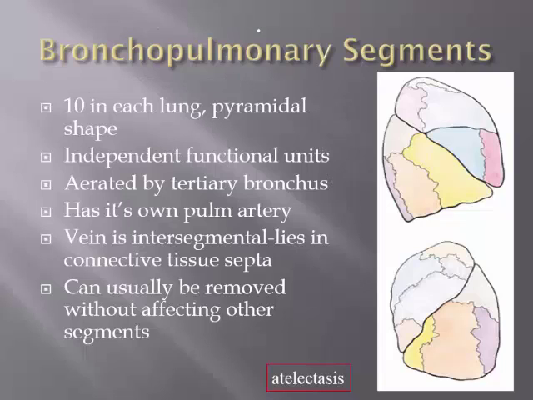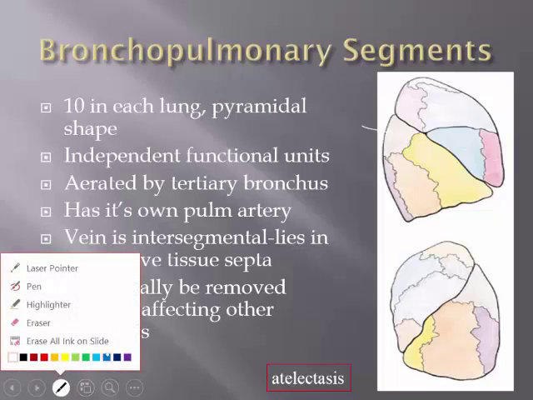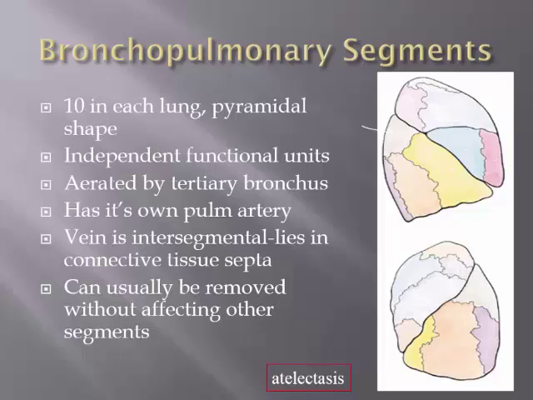The importance of these bronchopulmonary segments is that they are like little lungs within a big lung. So they are independent functional units. They have their own pulmonary artery, they have their own bronchus, and the pulmonary artery and the bronchus lie in the center of each segment, but the veins lie intersegmentally. So the veins are in between, which is rather convenient for us because I said each segment is kind of its own functional unit.